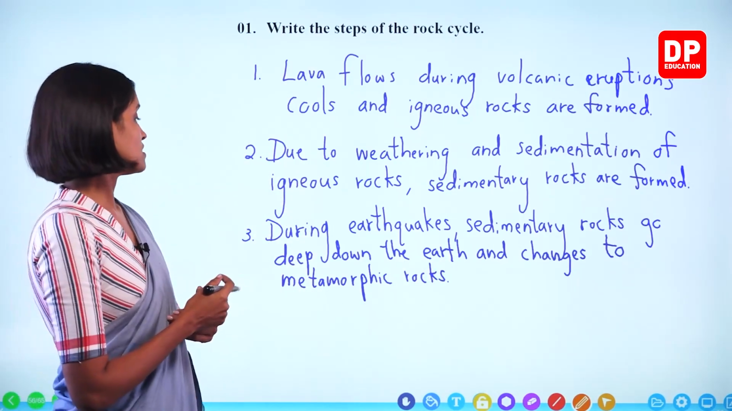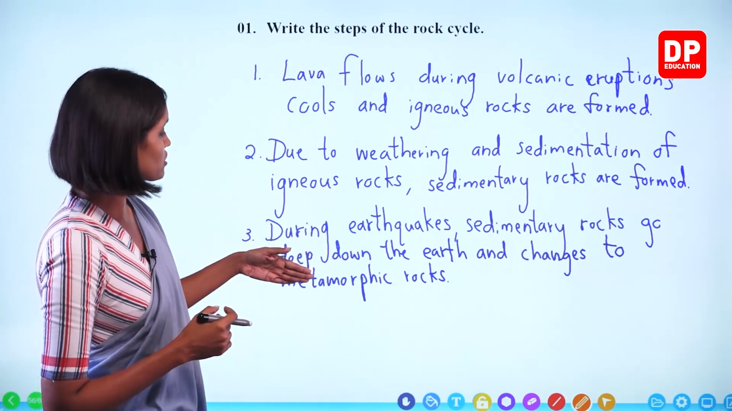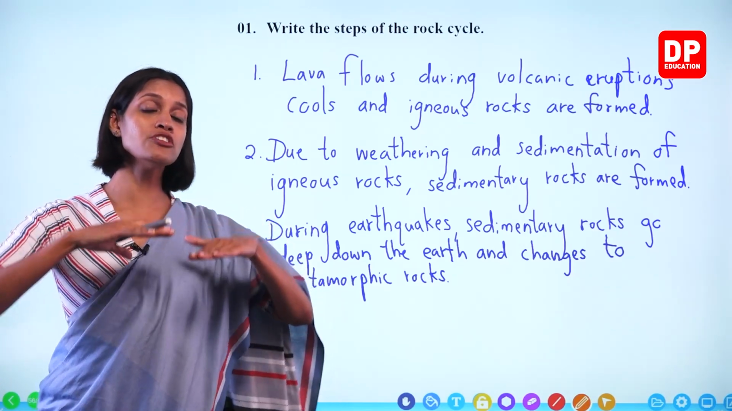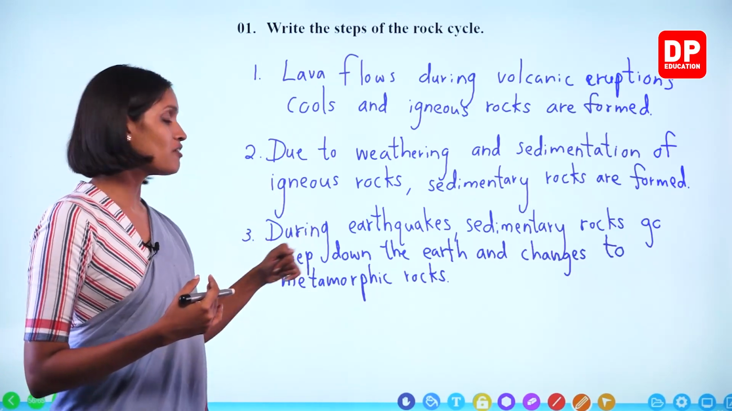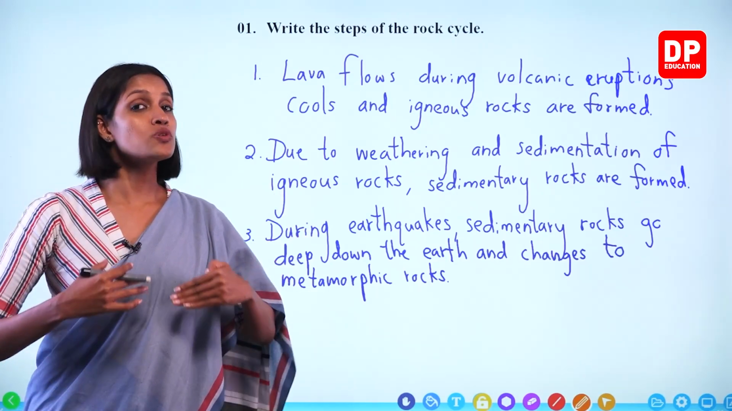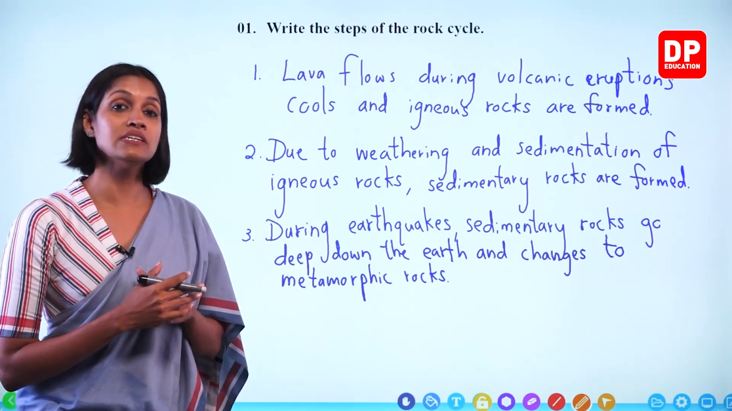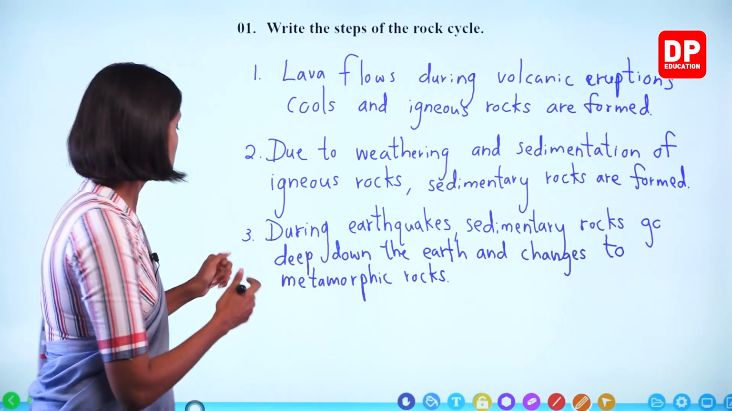Then what happens, children? These metamorphic rocks further change. Not only metamorphic rocks, children, this can happen. Some of these igneous rocks present below the soil layer too. These igneous rocks and the metamorphic rocks are subjected to extremely high temperatures present in the inner layers of the earth, and then they melt and turn into magma. Right? Number 4.